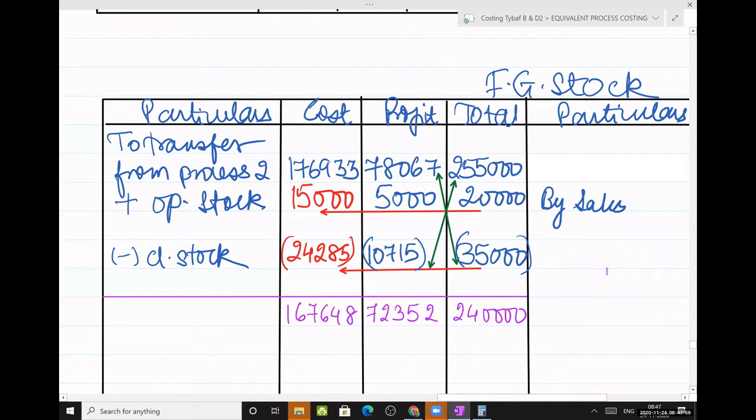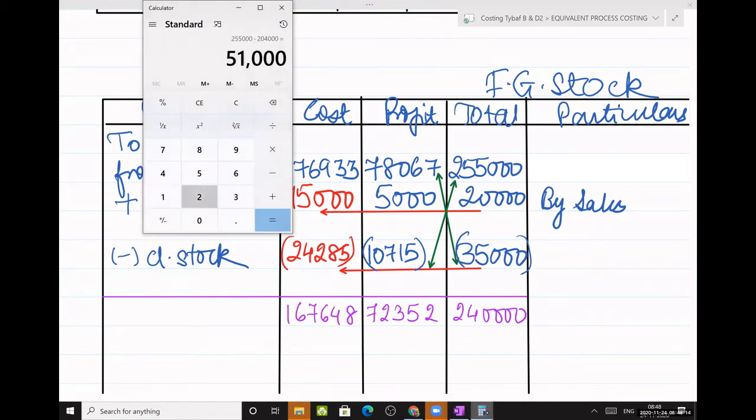Same logic is for closing stock. Closing stock is valued at prime cost of goods produced. So price multiplied and divided by the profit element. So 2,55,000. Then the profit element: 78,067 into 35,000.